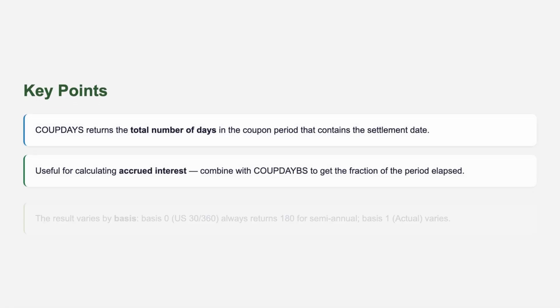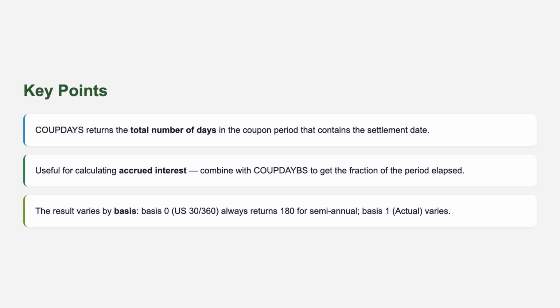Key points to remember. COUPDAYS is useful for calculating accrued interest. Combine it with COUPDAYBS to find what fraction of the coupon period has elapsed. With basis 0, the US 30 over 360, semi-annual always returns 180. Basis 1, actual, will vary.